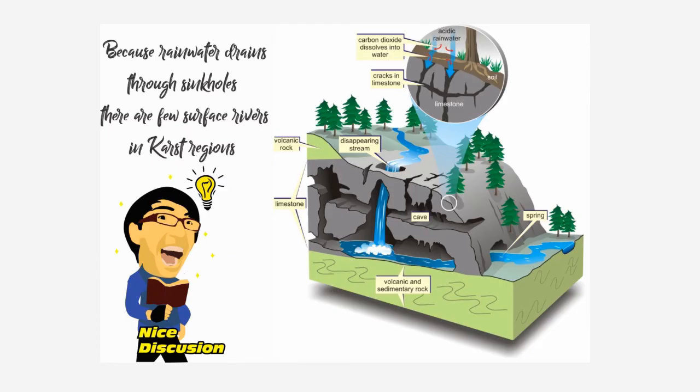Because rainwater drains through sinkholes, there are few surface rivers in karst regions. Lost or sinking streams form when the surface stream disappears underground and flows out of a cave many miles away.